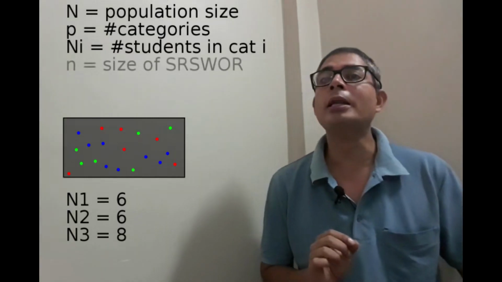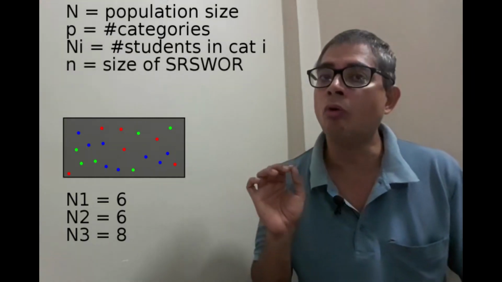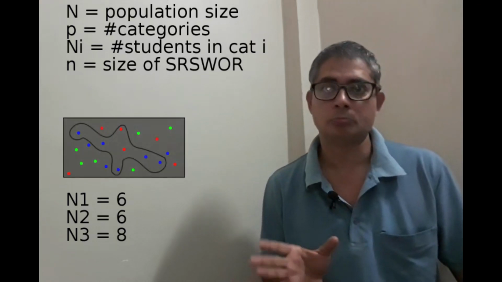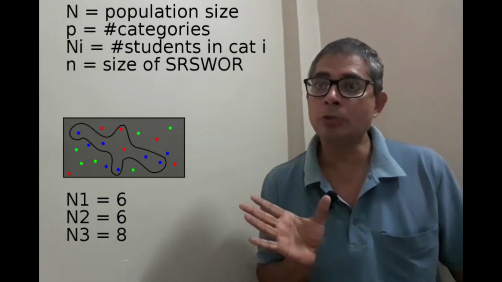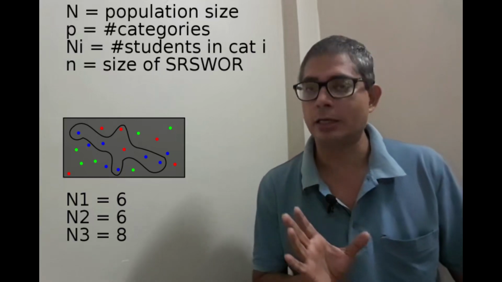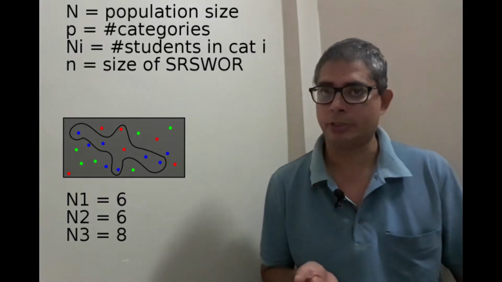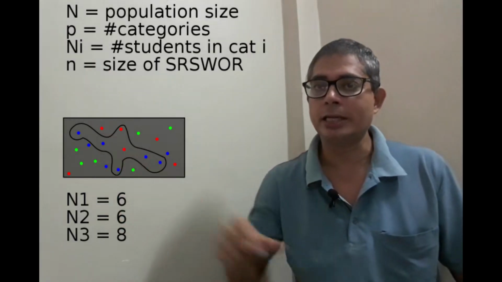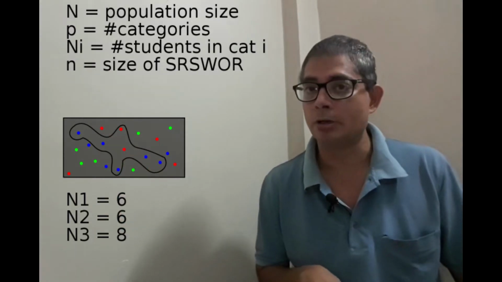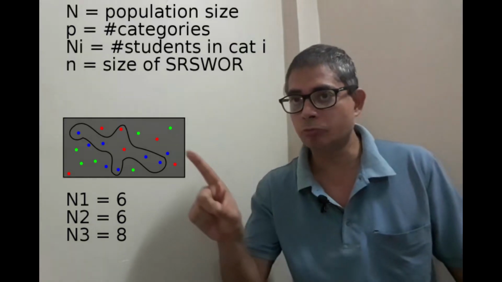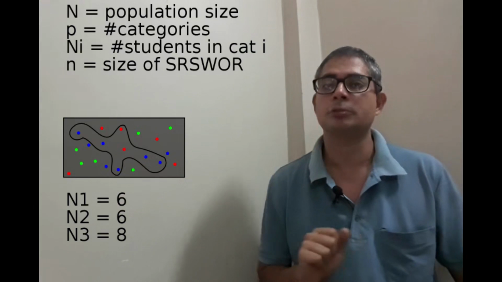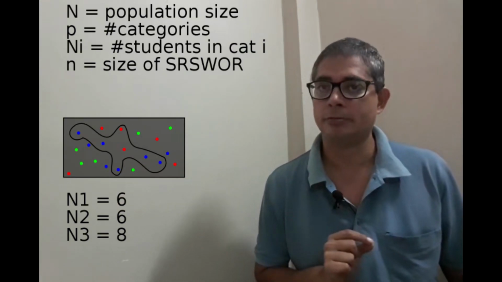Now we draw an SRSWOR of size n from the population. SRSWOR means simple random sample without replacement. All the points inside this ring that I have drawn are in our sample. So here n is 1, 2, 3, 4, 5, 6 and 7. So little n is 7.